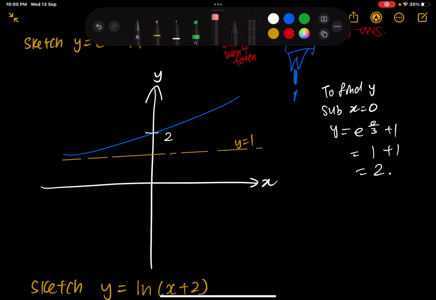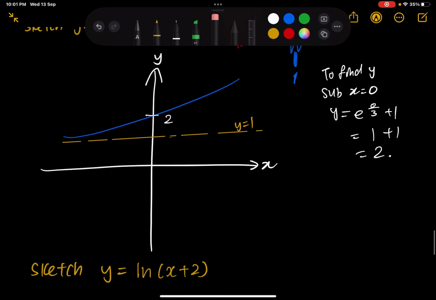So what else? Didn't he label anything else? I don't think so. So this is the asymptote, and the graph. Oh, label your graph. Oh yeah, I forgot.